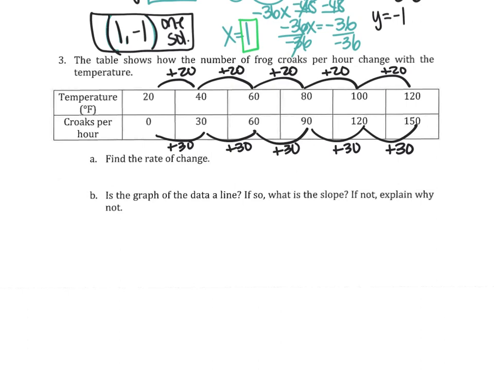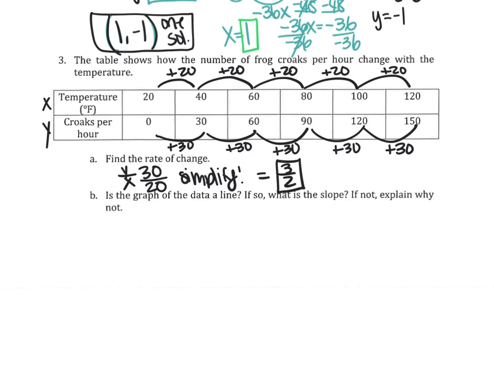Okay, and I'm going to do, so I have my croaks per hour on top because y goes on top. So you usually set up x, y like that, but you need to simplify this. So that's going to simplify to 3 over 2. Remember, keep slope or rate of change as a fraction for our kind of graphing purposes. So if it's 3 over 2, that's telling us in this case, if we were graphing, we would want to go up 3 and right 2.